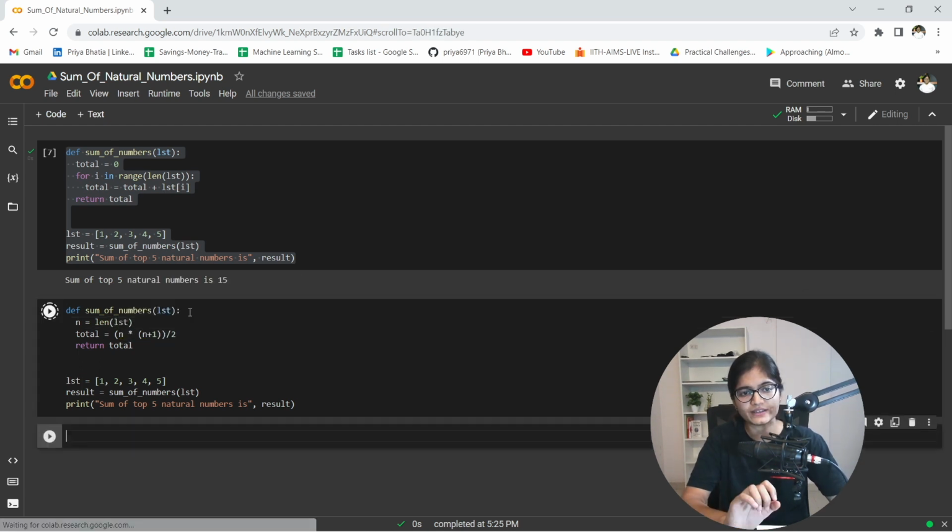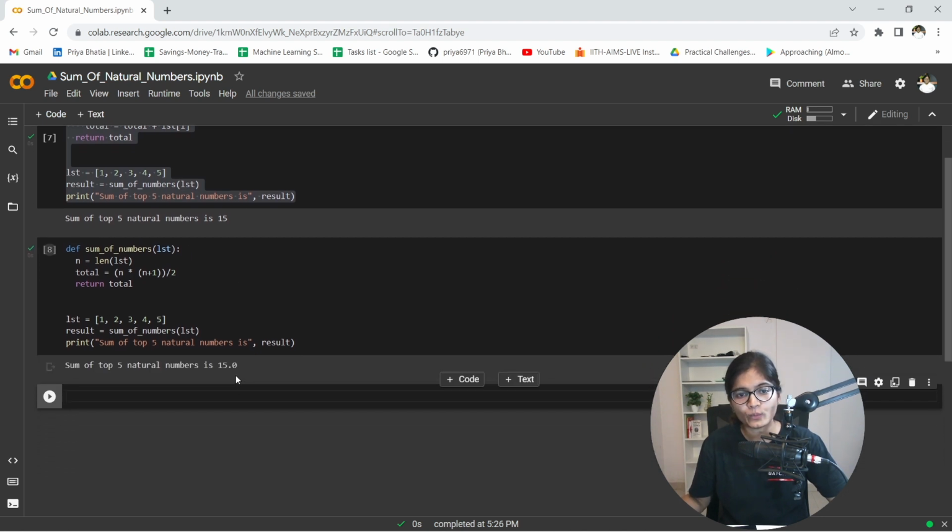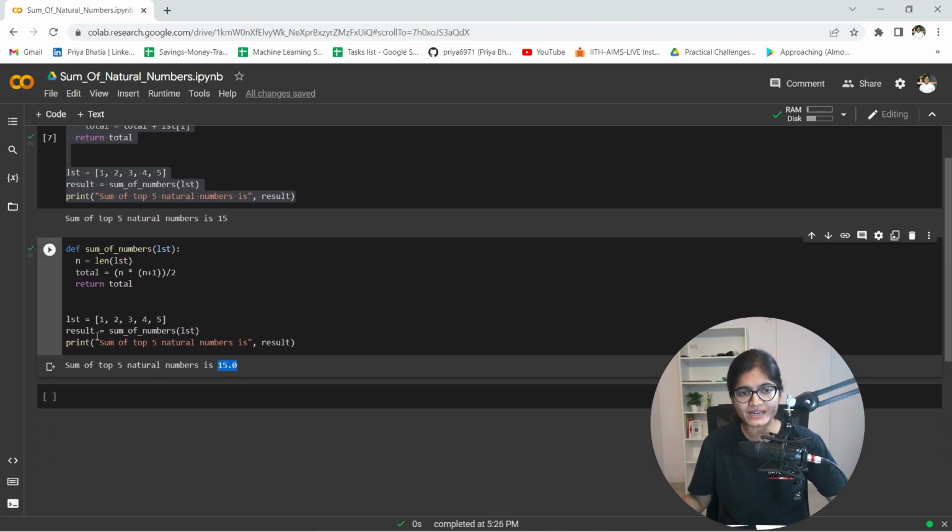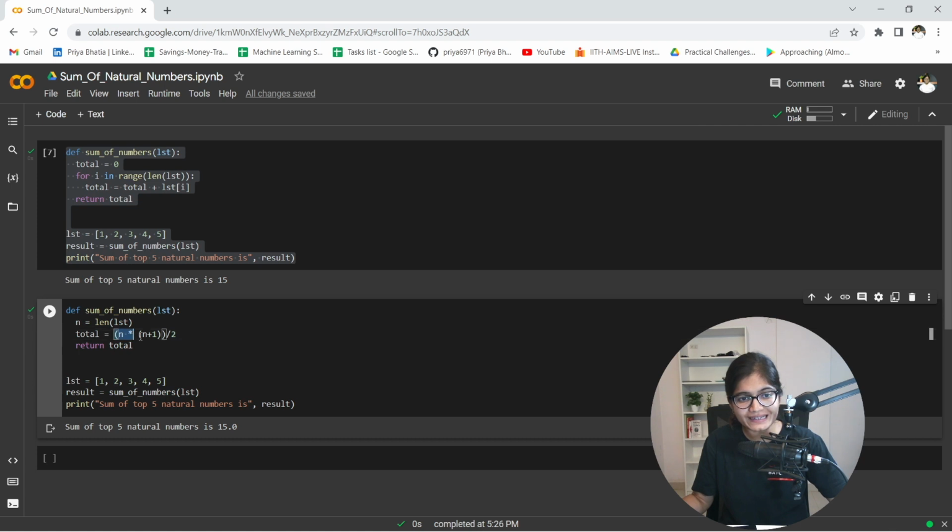Now if I do it like this, let's see what answer we get. We are getting 15 again, because the sum of these 5 numbers, 1 plus 2 plus 3 plus 4 plus 5, is 15 only. It indicates that to get the sum of natural numbers, we can use two methods. One is directly applying the formula, which we studied in our 10th and 11th classes, that the sum of n natural numbers is n into n plus 1 by 2.